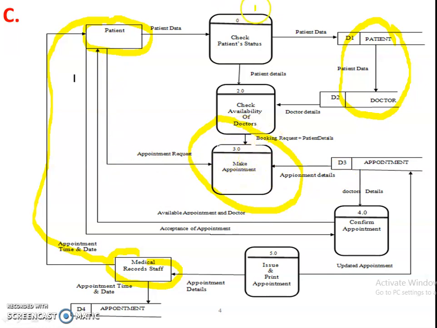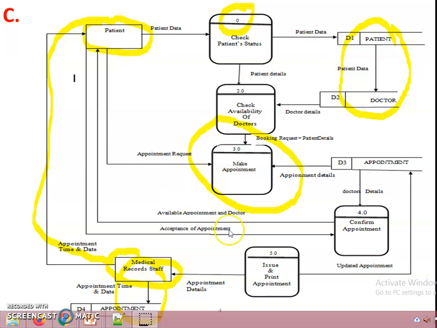Fourth mistake here is that since this is level 1, you should not use 0 here, because 0 is the unique identifier only for the level 0 or the context diagram. So this should begin with 1. Another thing is, as you can see here, the external entity is directly connected to the data store. So this is also a mistake. So let's proceed to the other diagram.